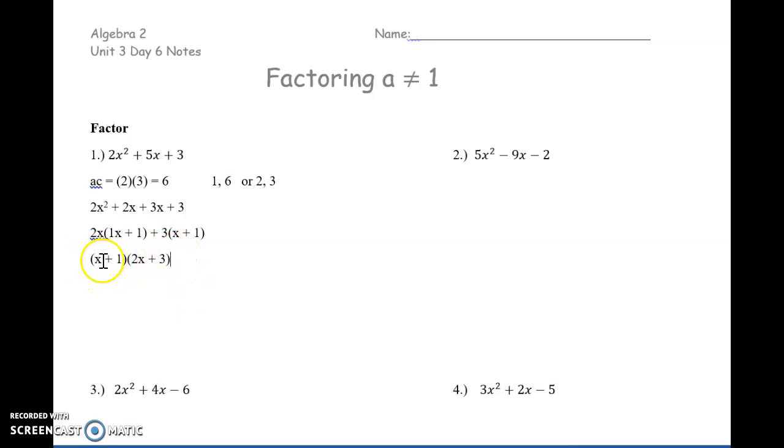So that is my factored form of this. And if you remember, if I were to multiply this back together, if I were to FOIL it out, x times 2x would give me 2x squared. X times 3, well, that would give me 3x. 1 times 2x, that would give me 2x. And 1 times 3, that would give me 3.